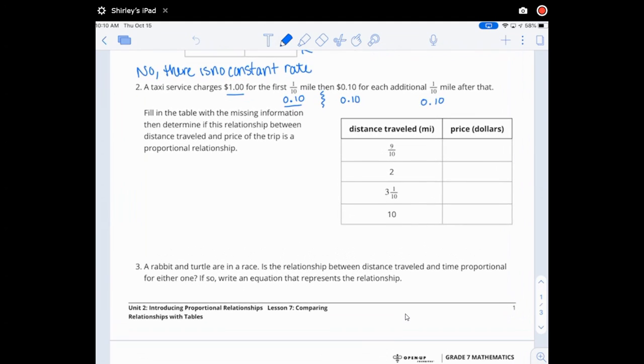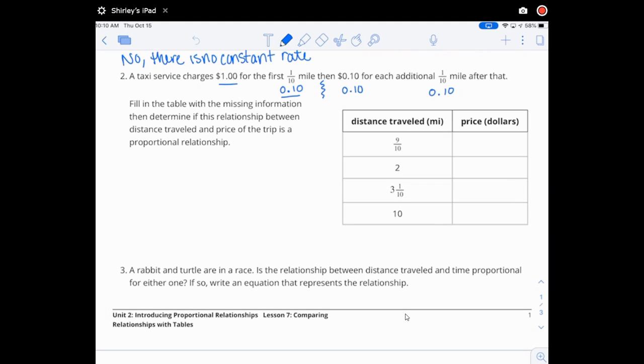Question number 2 says a taxi service charges $1 for the first tenth of a mile. And notice there that I turned that into a decimal by doing 1 divided by 10. And then 10 cents for each additional tenth of a mile. So we have two things happening here, kind of like that bus problem where we paid $2 per person and then an extra $6 for the bus.